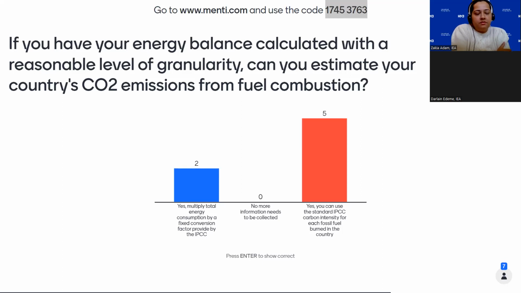So you have three possible answers. Is it yes, you can calculate by multiplying your total energy consumption by a fixed factor provided by IPCC? Or no, you cannot because you need more information beyond energy balances. Or yes, you can use the standard IPCC carbon intensity for each fossil fuel burned in the country.